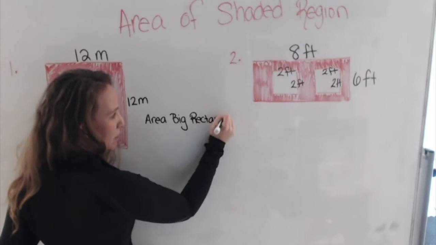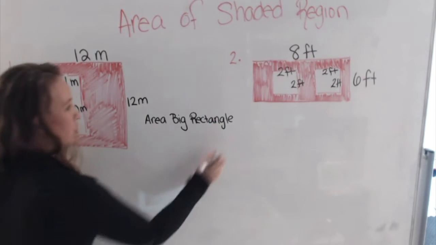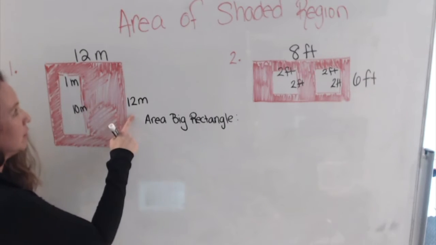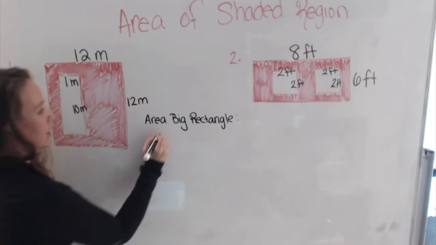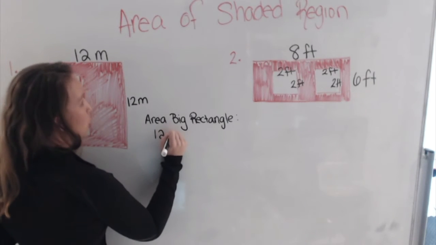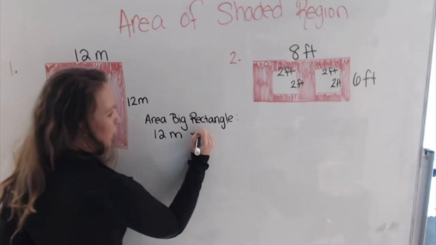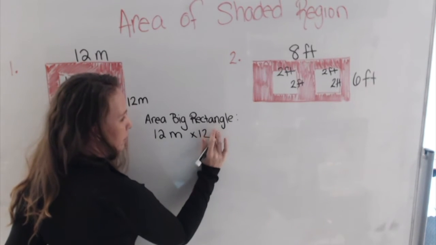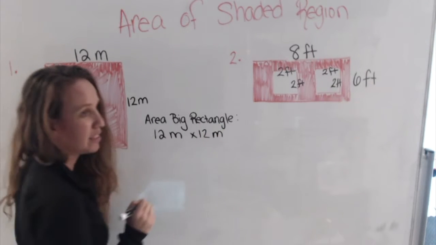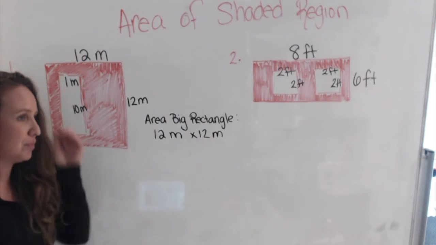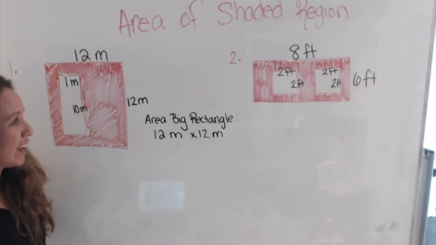And notice how I'm labeling it because I want to make sure I know what I'm doing. So the area of the big rectangle, well, how do we find the area of any rectangle? We multiply the length, or 12 meters, by the width, which is here also 12 meters. What do we call a special rectangle that has the length and the width the exact same? That's right, it's a square. So we have the area of the big rectangle.